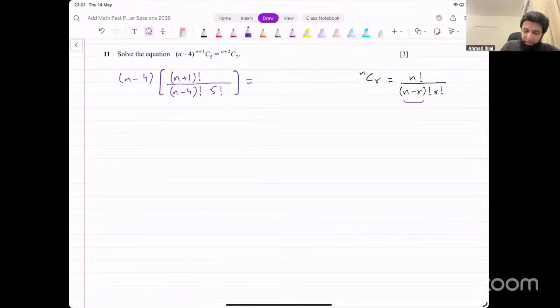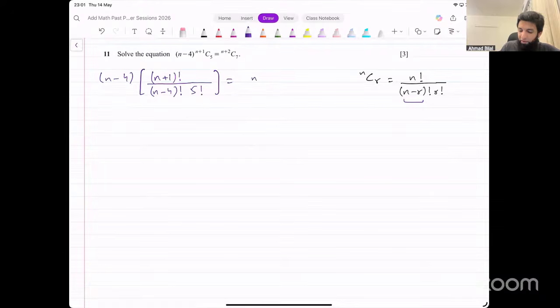Now, what about the right side? N plus 2 C7. Do the same thing here. N factorial is going to be n plus 2 whole factorial divided by n minus r. That becomes n plus 2 minus 7. Be careful, you do not want to make any silly mistakes here. N plus 2 minus 7 becomes n minus 5. So n minus 5 whole factorial into 7 factorial. This is what it simplifies to. Now you need to get rid of those factorials somehow and make n the subject. Now, how can we do that?